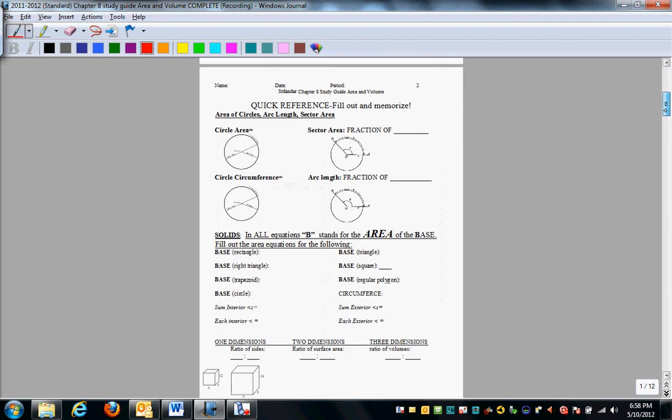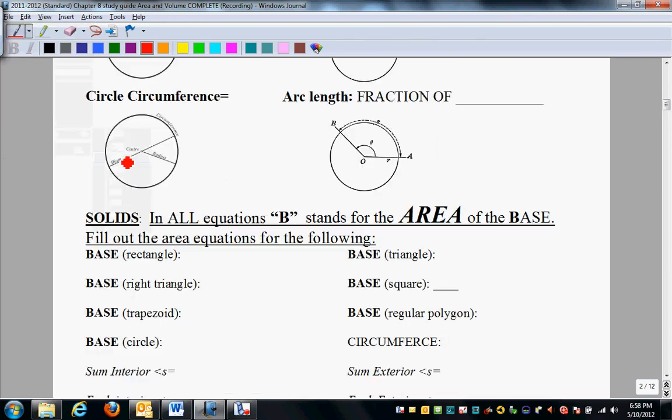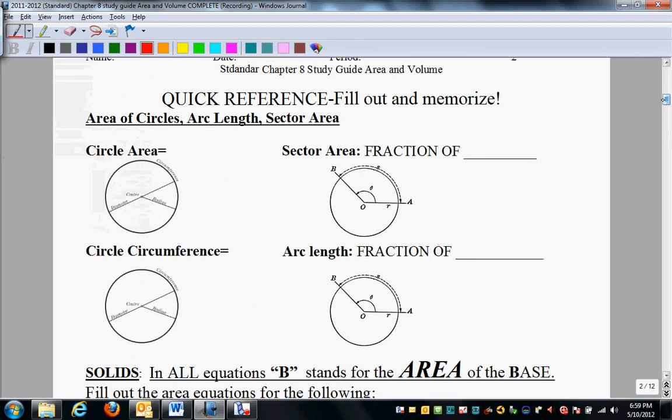Let's start with our reference pages. These first two pages are things that you should have memorized. Going over basic concepts. A sector area is a portion of area. It's a fraction of area. And how do you solve that fraction of area? It's theta over 360, that central angle, times area, which is pi r squared.